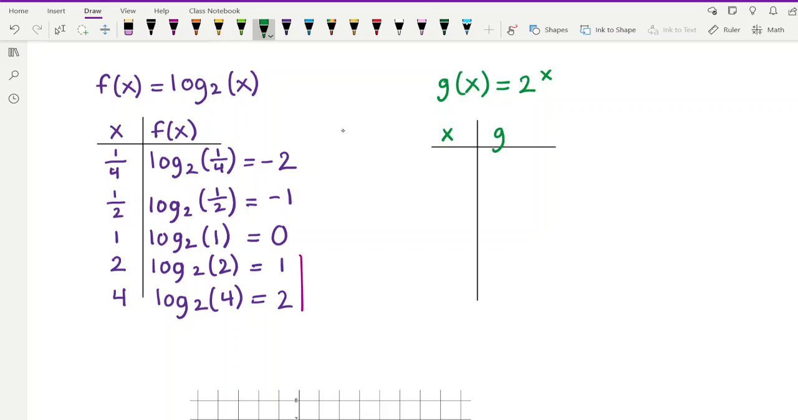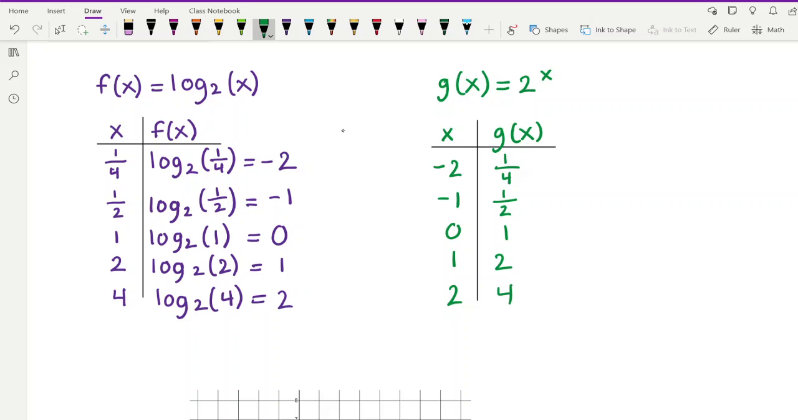So let's fill out this table with some values. So let's plug in -2, -1, 0, 1, and 2. So what would we get as our outputs for this exponential function? Well, 2 to the -2 is 1/4, so we'd get 1/4. 2 to the -1 is 1/2. 2 to the 0 is 1. 2 to the first power is 2. And 2 squared is 4.